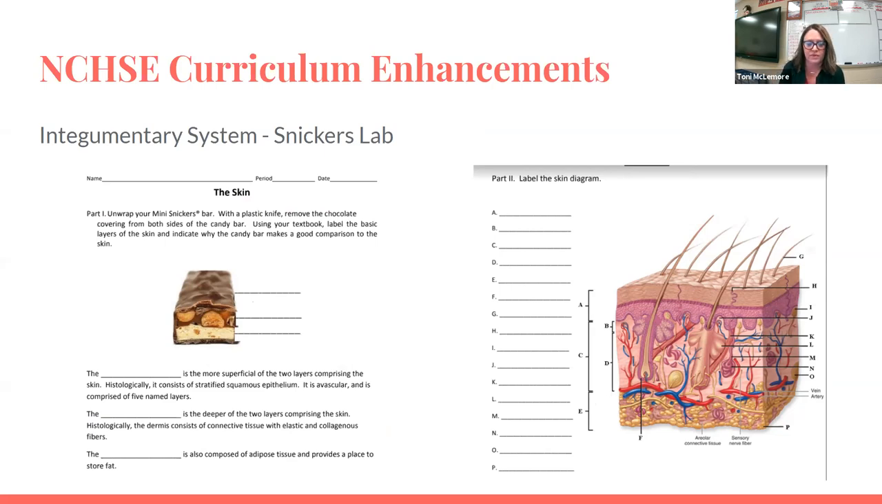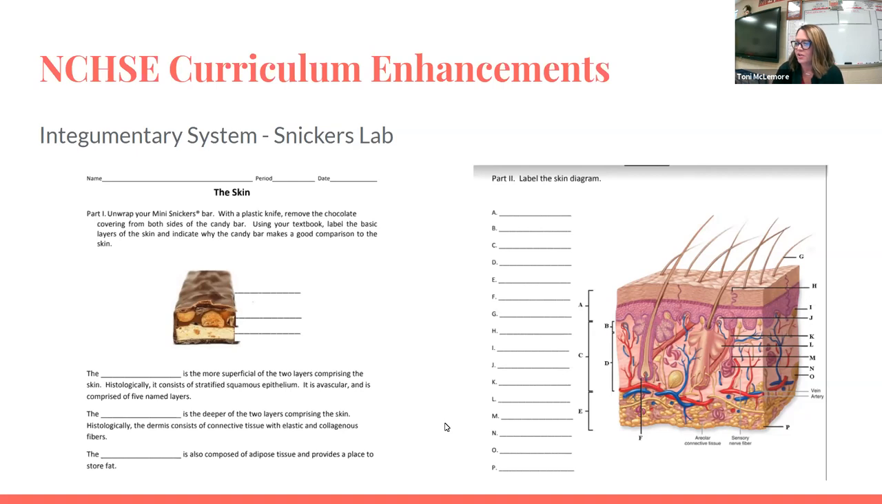We will answer these questions that are on this Snickers lab, and then we will correlate it to the layers of the skin. So this is a really cool one. I can't wait to do this, and it's gonna work out perfectly because it's gonna be around Halloween, so I can get the mini Snickers. And so my kids love it. They put on gloves while they do it. And then I put down some wax paper so that they can eat their Snickers when we're done with it.